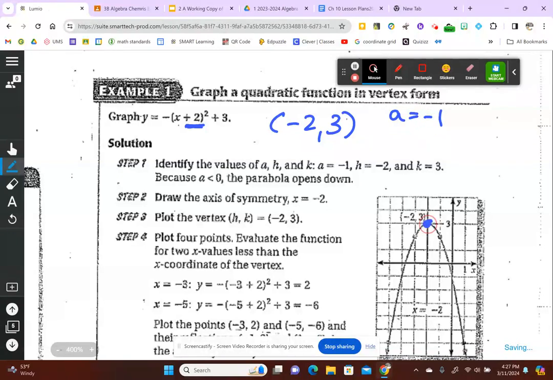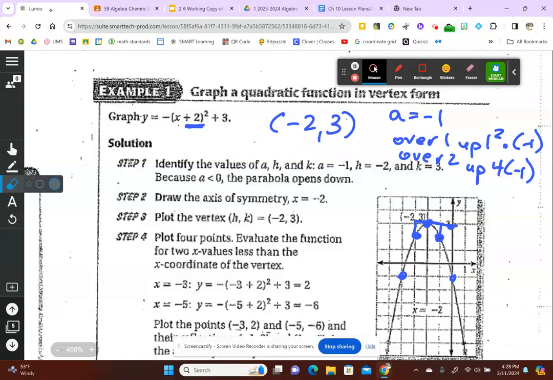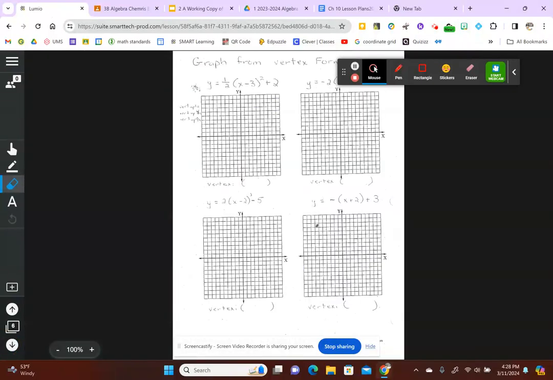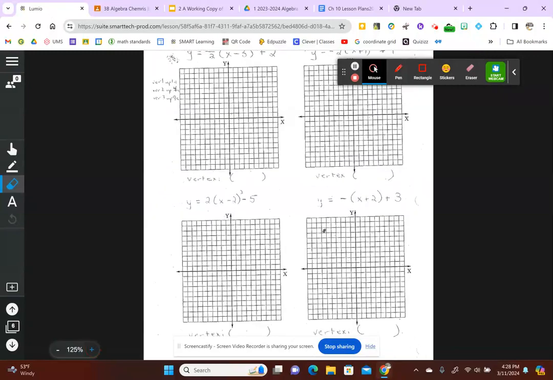So I start at (-2, 3), and I go over 1, up 1 squared times a. So that's -1. So I go over 1, down 1, over 1, down 1 in both directions. Over 2 and up 2 squared, or 4 times a, which would be down 4. So I go down 1, 2, 3, 4. And that's how you graph from vertex form. So obviously the advantage of vertex form is when it's in vertex form, it's very easy to graph. So let's turn the page and we're going to practice some graphing.